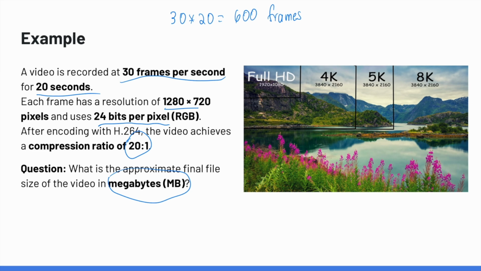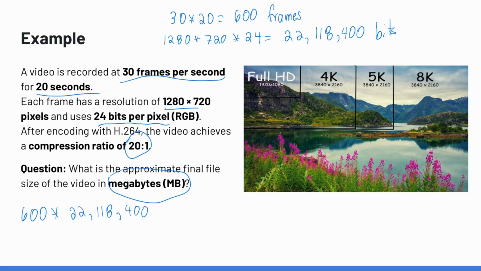So now I want to calculate how many bits there are per frame. I'm going to do 1280 wide by 720 high times 24 bits for each pixel, and I'm going to end up with 22,118,400 bits. But now to get the total number of bits in our file, I'm going to have to multiply frames times the number of bits per frame. So if I multiply 600 times this, then I get a total number of bits of 13 billion 271 40,000.